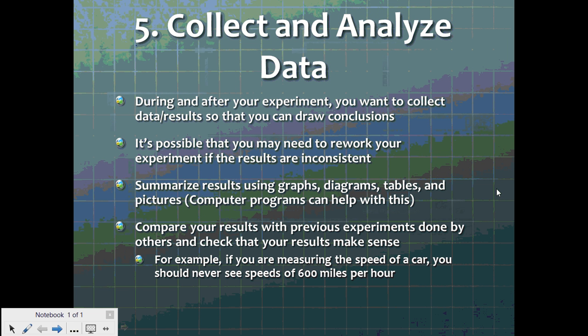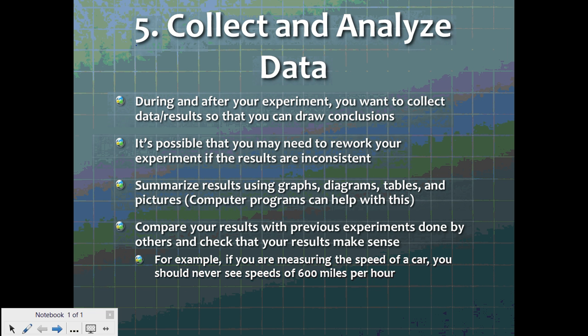Five, collect and analyze data. During and after your experiment, you want to collect data, results, so that you can draw conclusions. It's possible that you may need to rework your experiment if the results are inconsistent.